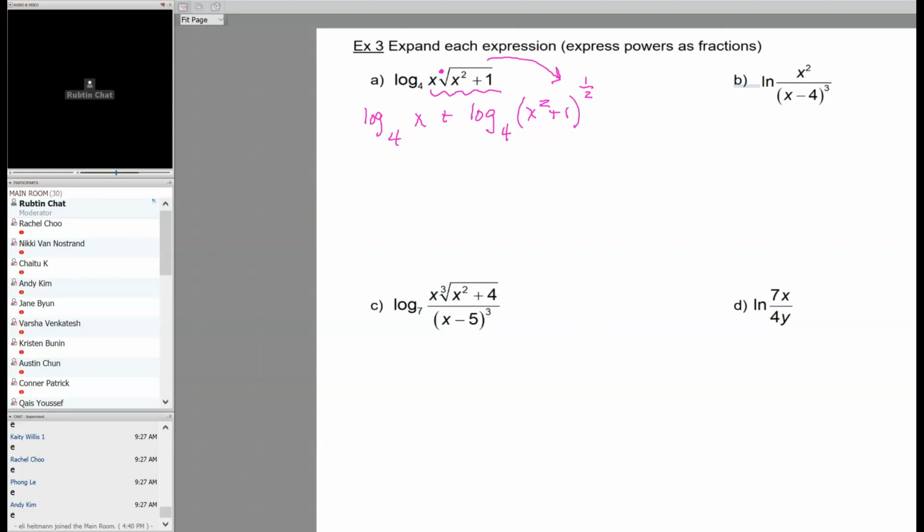There is one more thing that I can do. Sarah, do you see one more thing that I can do with this? Because we're expanding as much as we possibly can. Gorgeous. So she says, grab the 1/2, stick it out front.